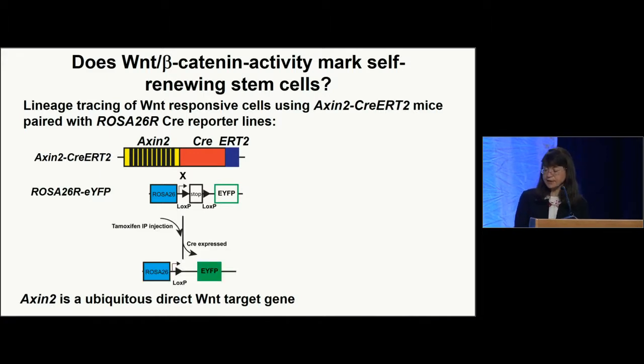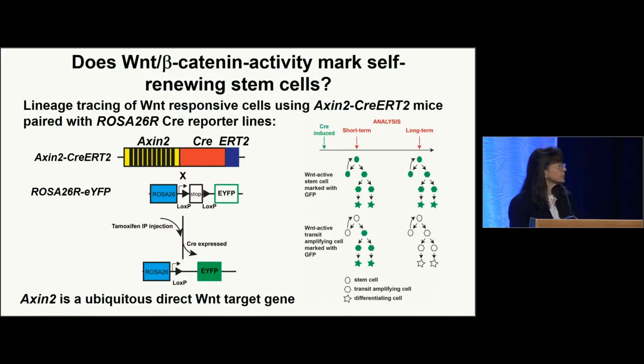So the strategy here is to induce Cre activity for 1 or 2 days using tamoxifen, and this will then label any Wnt-active cells with fluorescent markers, and then we can come back and look at this tissue after many cycles of renewal to determine whether it's still labeled.